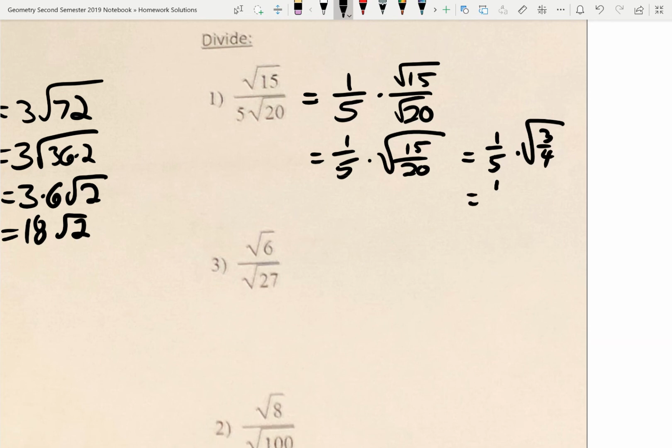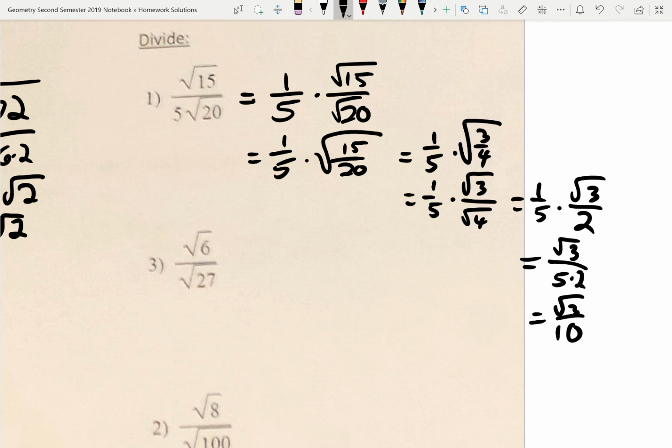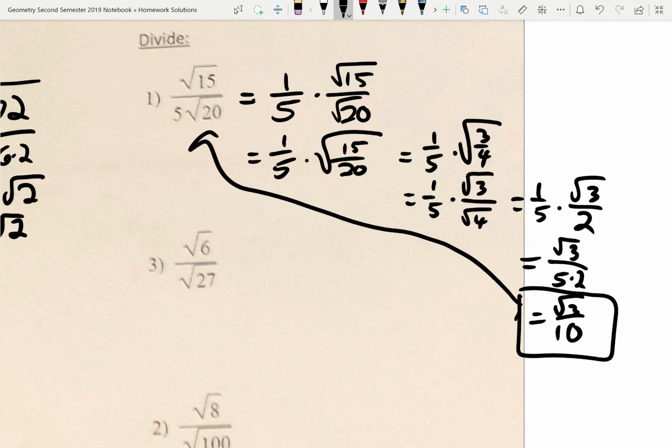And then I can take the roots and put them back on the top and the bottom. Root 3 over root 4. Okay, so that's 1 over 5 times root 3 over 2. Now I can combine them together and I'll get root 3 over 5 times 2, root 3 over 10. Okay, and that's your final answer. I don't think I need that arrow there. Let's get rid of that.